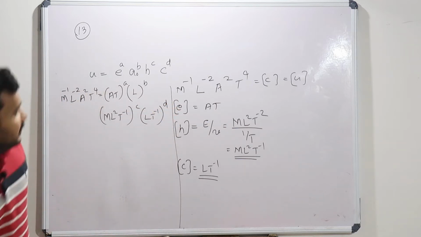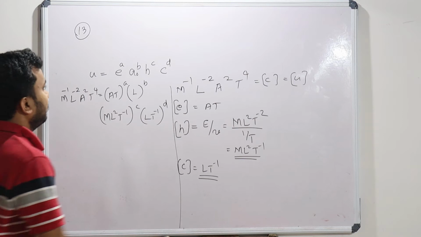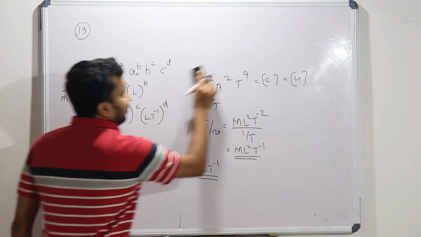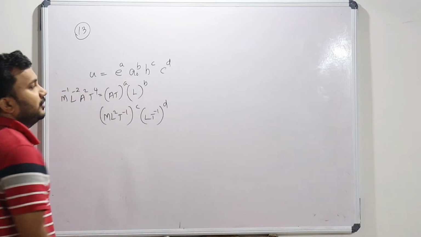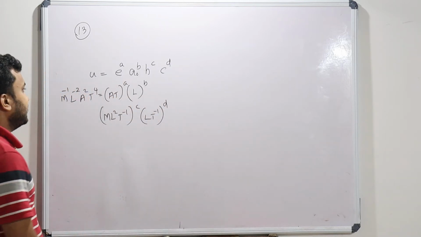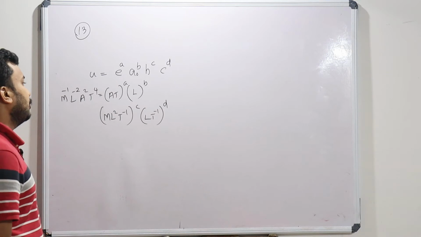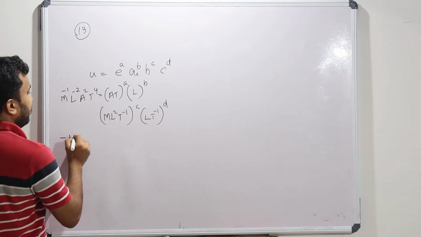So we listed all the formulas available with us, and we'll continue from here. Can you tell me what the next step is? We need to find the values of a, b, c, d. Now we'll equate the coefficients of M. The M in the left hand side has coefficient minus 1.